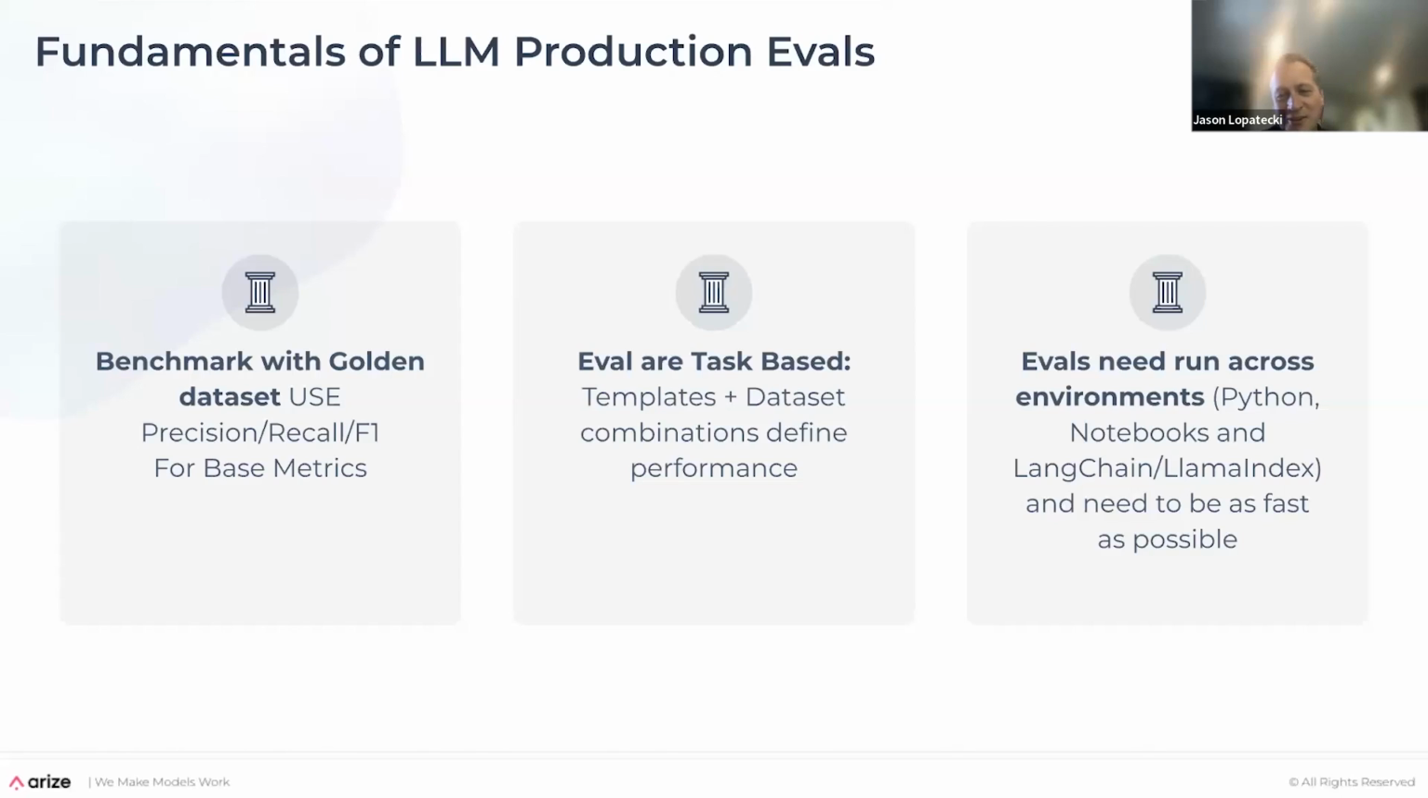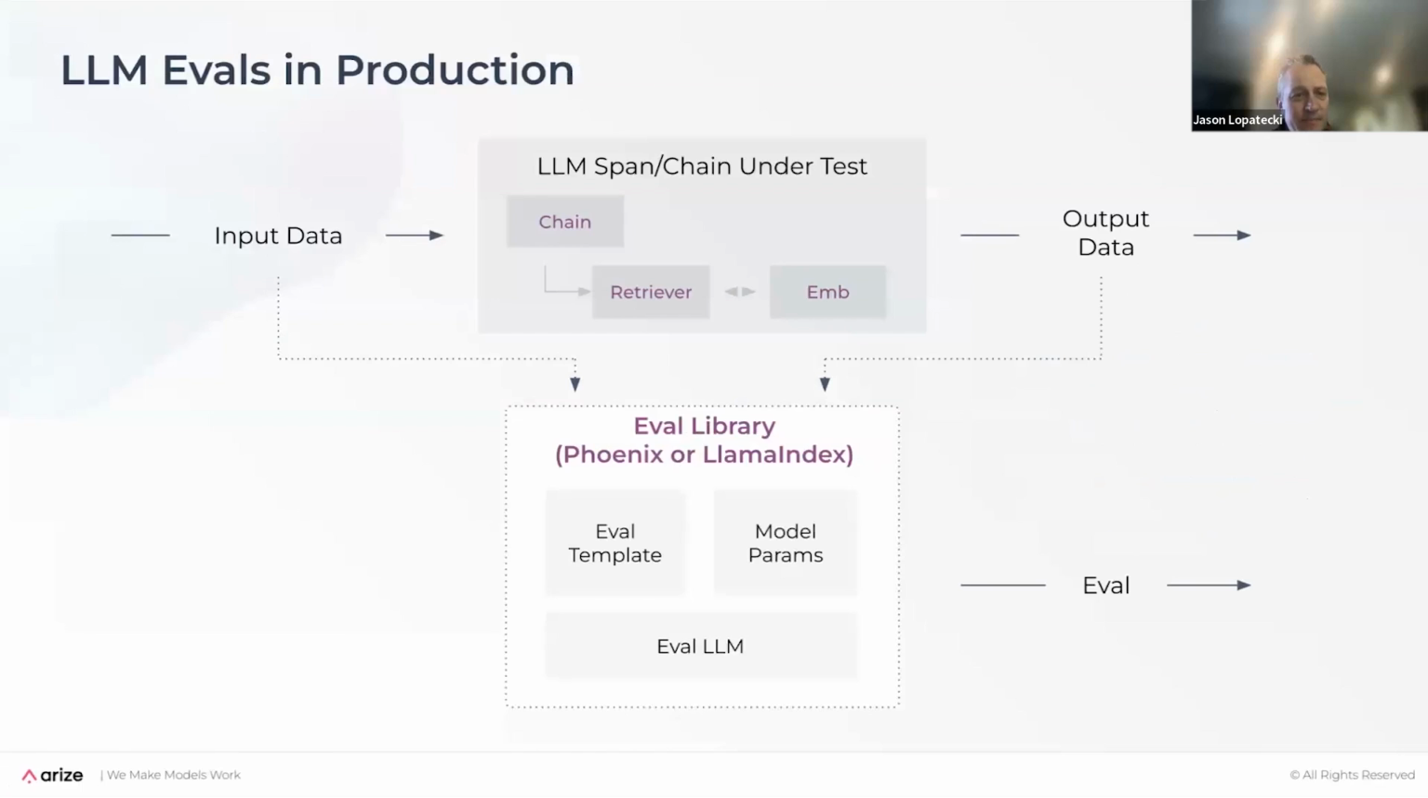And then I do think your eval should be able to run in Llama. You should be able to compare Llama Index and other places where you're running evals. And I think it kind of looks like this. There's some LLM system under test, and there's some eval library that's checking your data as it's flowing through. Maybe you're changing your eval template or your eval LLM based upon what your goals are.